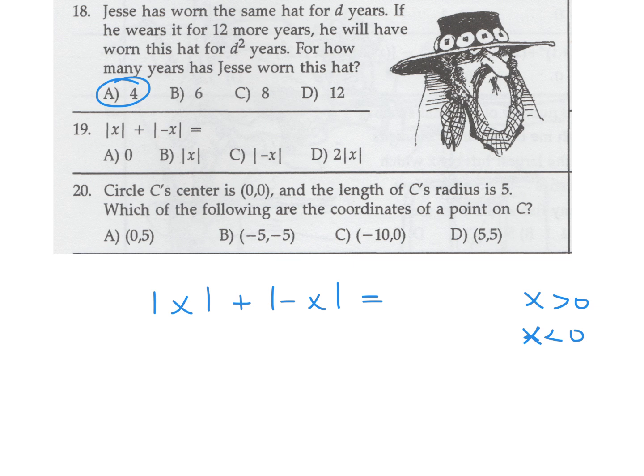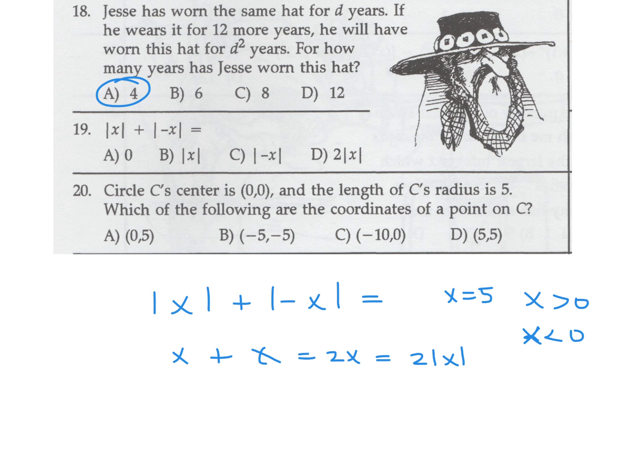Let's try both cases. If x is greater than 0, for example if x is equal to 5, this would be x plus, if x was equal to 5, this would be 5, and that would be minus 5, right? Minus 5, the absolute value would be x. So that would be 2x, which is the equivalent of saying this.